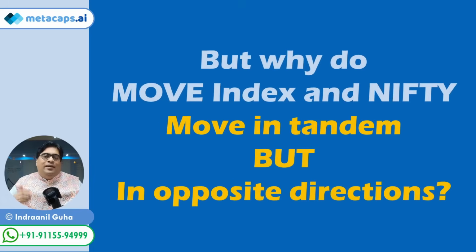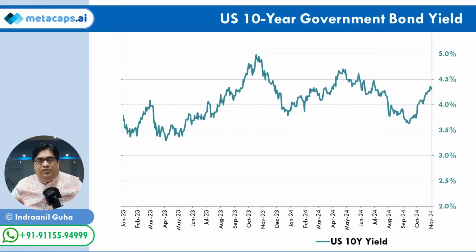But have you thought about why the MOVE Index and the Nifty usually move in tandem but in opposite directions? If you want to really understand why, then you need to go back to this chart, which represents how the US government 10-year bond yield has moved since January of 2023. And as we saw, there's been a big spike in US government 10-year bond yields over the last couple of weeks. On 16th of September 2024, the US government 10-year bond yield was at 3.62%. By 4th of November 2024, this had gone up to as high as 4.31%.